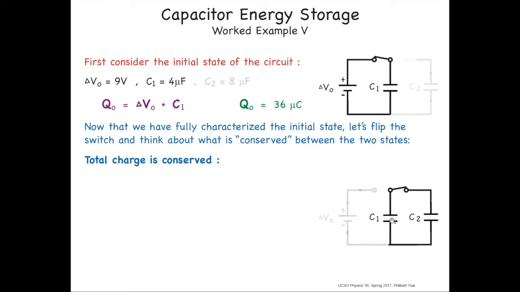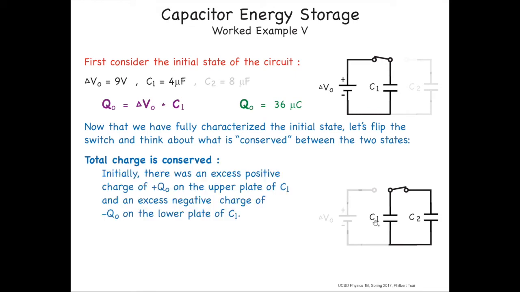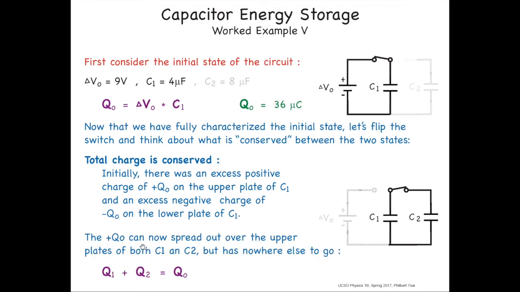So the total amount of charge between these 2 plates in the final state has to be the total amount of charge that was on C1 in the beginning, right? So initially there was a charge of plus Q0 on the upper plate of C1 and an excess charge of minus Q0 on the lower plate of C2. That Q0 is now spread over the upper plates of both C1 and C2, so that means Q1 plus Q2 in the final state have to equal Q0 in the initial state.